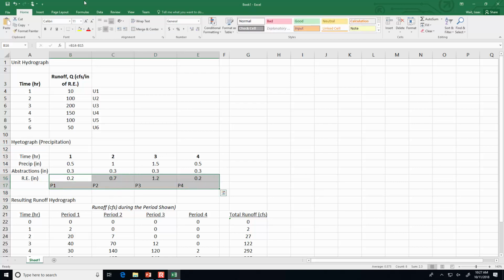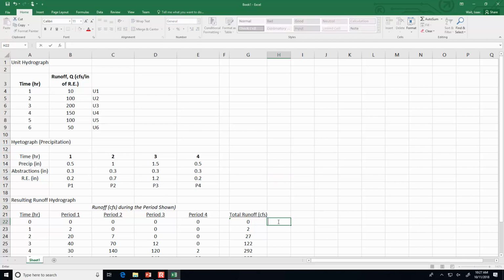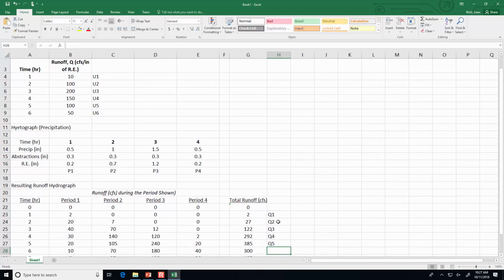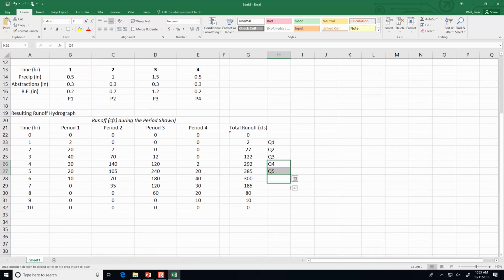Let me center that. And then this is going to be Q1. Oh, Q1 starts at time 1. So Q1, Q2, Q3, Q4, Q5. There's got to be a better way to do this. There. Nice. Okay. All right.